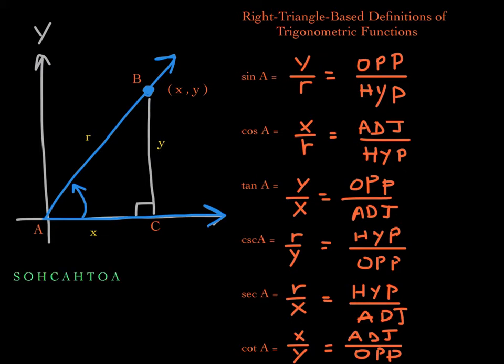Some students have used SOHCAHTOA to help them remember this definition. Sine is opposite over hypotenuse. Cosine is adjacent over hypotenuse. Tangent is opposite over adjacent. SOHCAHTOA. It's up to you whether you find that helpful or not. If you do, go ahead and use it. If you don't, well, just pretend I never said it. Okay, awesome. Let's move on and do some work.